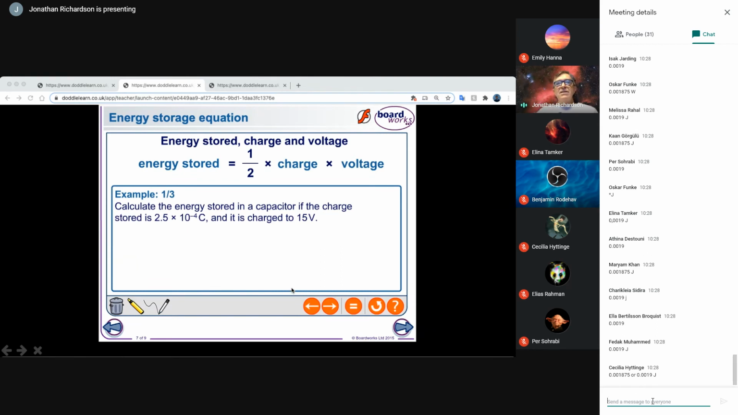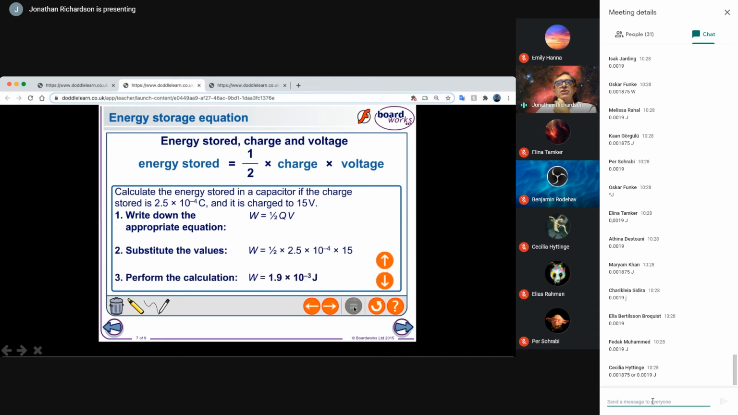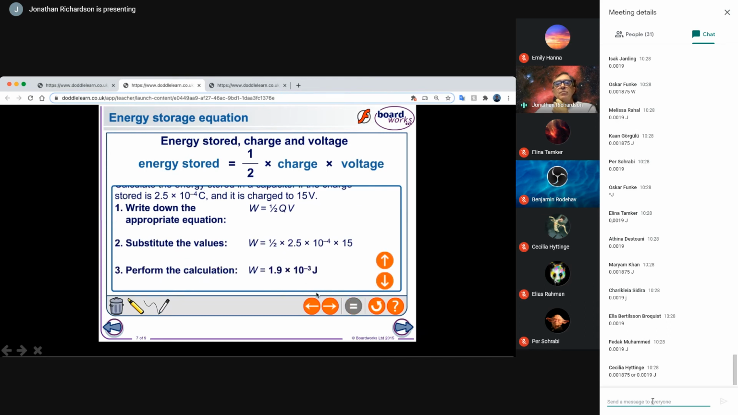And the answer, I think, as you've done, half Q times V, gives us 1.9 times 10 to the minus 3 joules, or 0.0019 joules. So a good start to the questions.